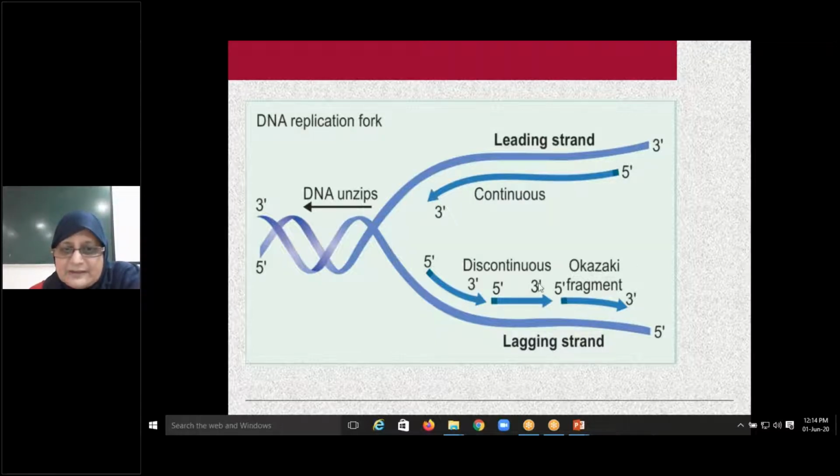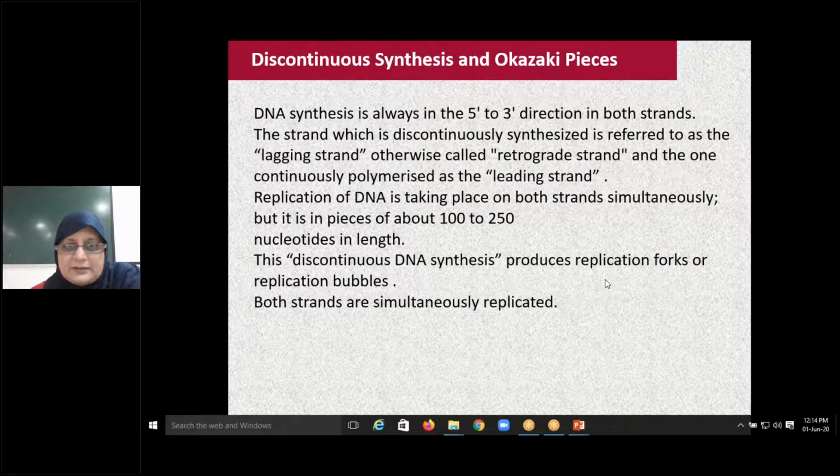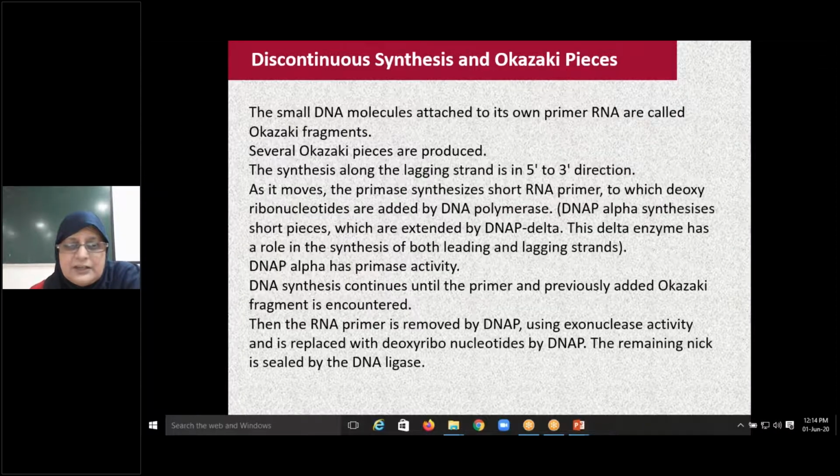Then what do we mean by Okazaki fragments? The small DNA molecules attached to their own RNA primer are called Okazaki fragments. Several Okazaki fragments are produced. The synthesis along the lagging strand also takes place in the 5' to 3' direction. As it moves, what will happen? The primase synthesizes a short RNA primer to which deoxyribonucleotides are added by DNA polymerase.